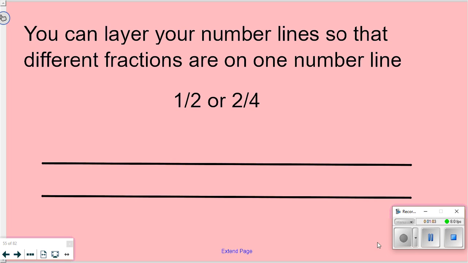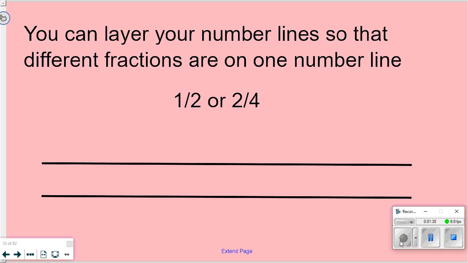So I need you to write down as your title, you can layer your number lines so that different fractions are on one number line. Go ahead and write that sentence as your title. We're going to start out with two number lines. Put your notebook on your desk. So go ahead and draw two number lines underneath, and then I'll show you how to do it on one in a moment. I'll give you some seconds to write that since I know that is a long sentence.